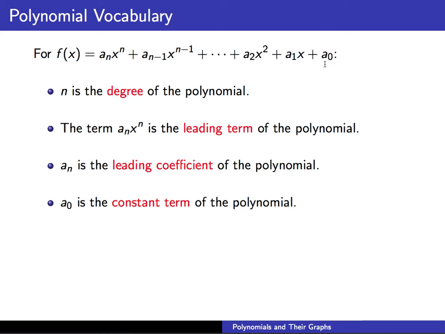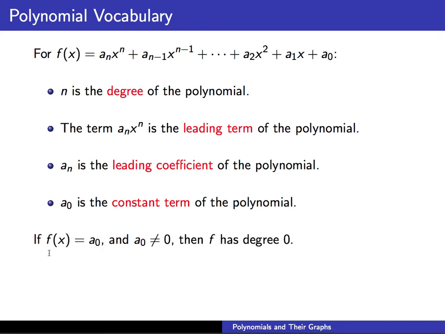So we'll be looking at leading terms and degrees and leading coefficient and constant terms in future videos. Usually the stuff that's in the middle, while it does impact the graph and the output values, isn't as important as the leading term and the constant term.